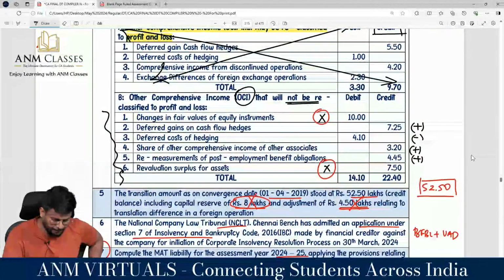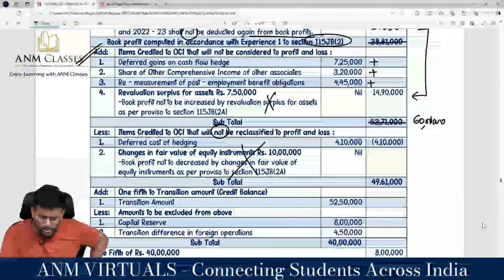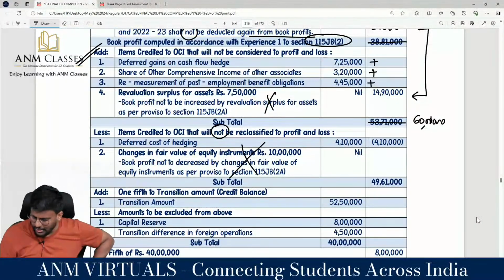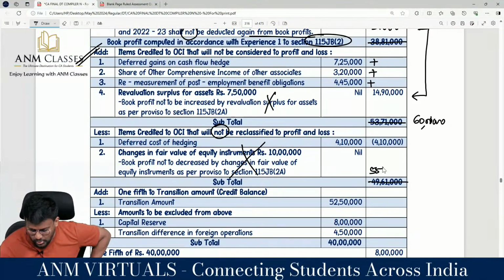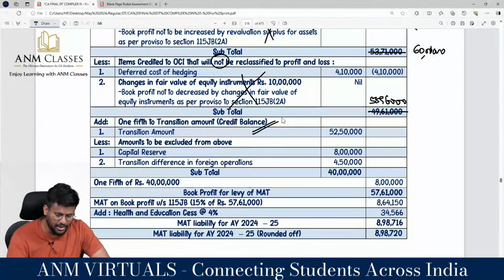Deferred cost of hedging: here you look at it. It has been debited. It is a debit balance, and a debit balance means it is a loss. Correct? 4,10,000. So you can reduce it now. Reduce the 4,10,000 and you will get 55,96,000 as the balance.